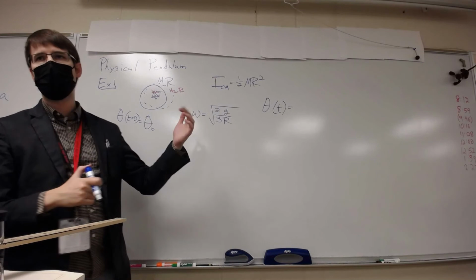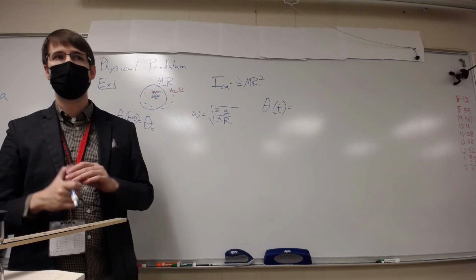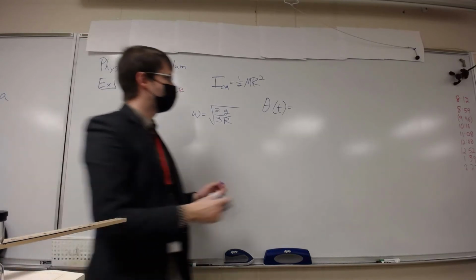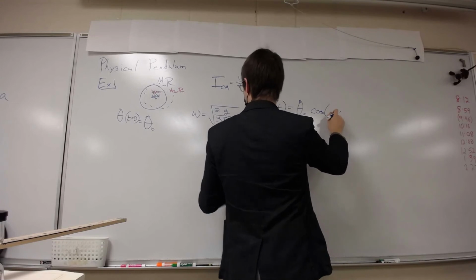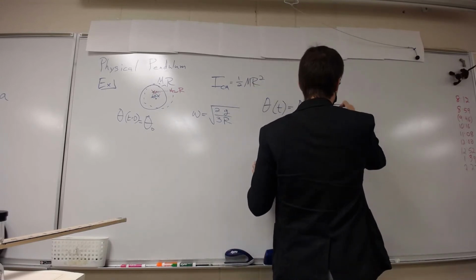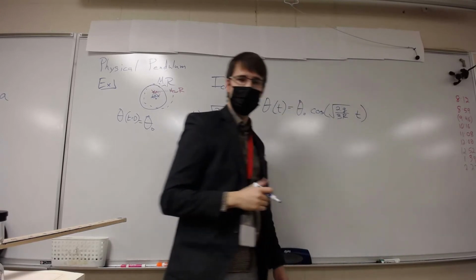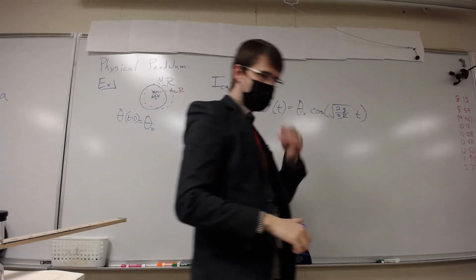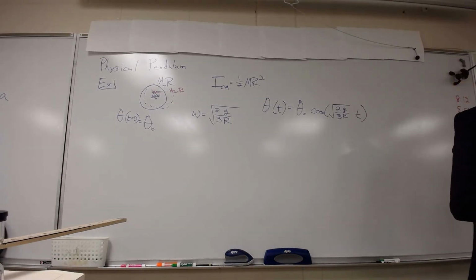Going to be equal to, remember, it was basically just the amplitude times cosine of omega t plus phi. But in this case, phi would just be 0. So this is going to be equal to theta naught, the initial angle, times cosine of omega t. And omega is this number there. And then we can just take the derivative of that twice to figure out what omega as a function of time is and what alpha as a function of time is.